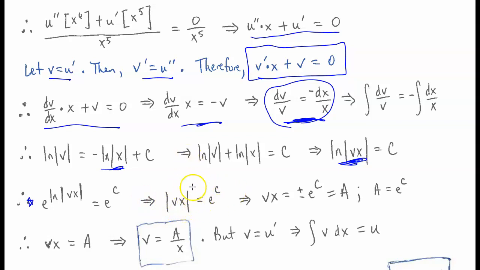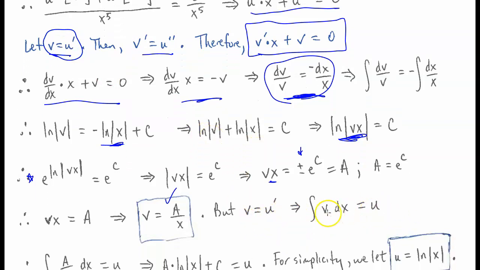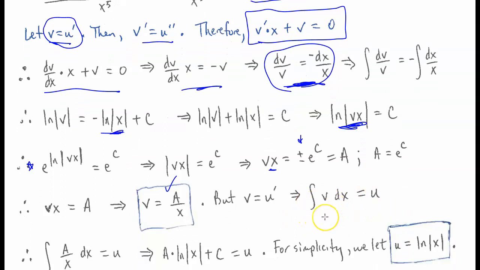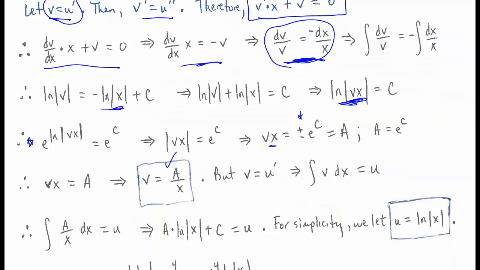And then using the absolute value properties, we can drop the absolute value signs here as long as we do plus or minus here. And we just let plus or minus e raised to the c be some constant. Okay. And so that eventually turns out to be that v is just a divided by x. Okay. But remember, we said v was u prime. So since v is u prime, we know that u is just going to be the antiderivative of v. And so we just go and find that.